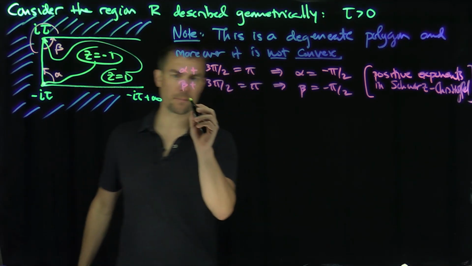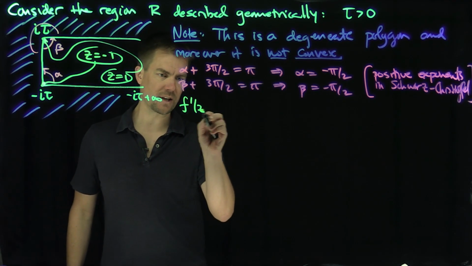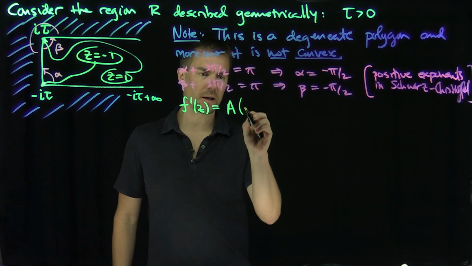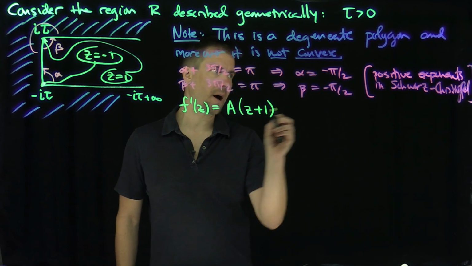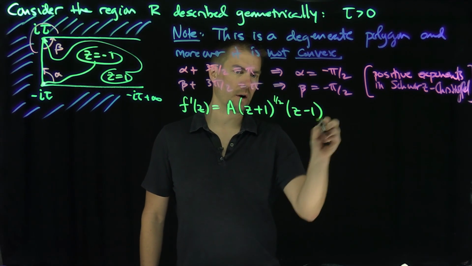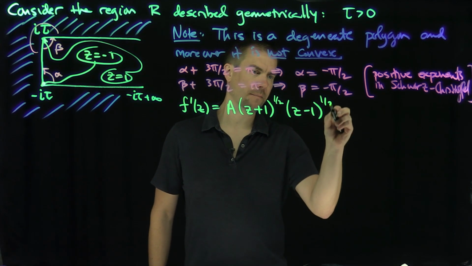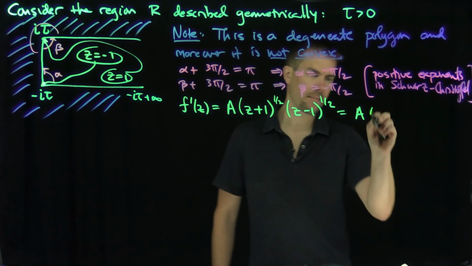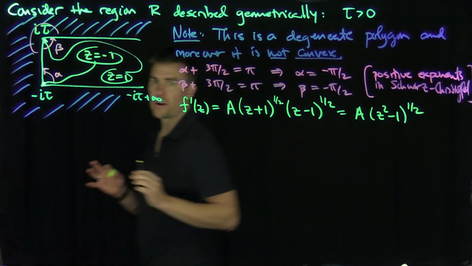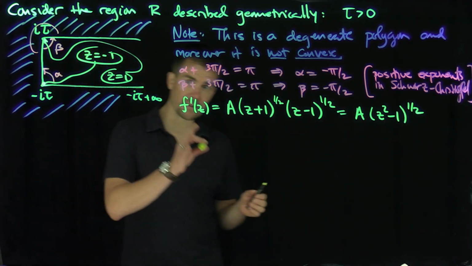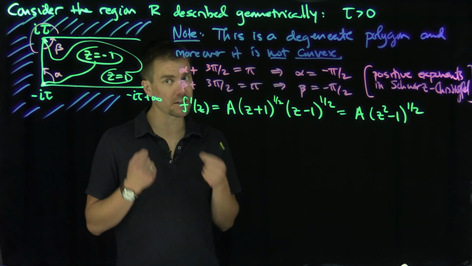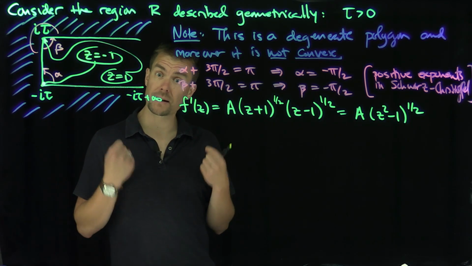What will the Schwarz-Christoffel mapping be? F prime of z will be a constant, a parameter a, right? And then it's going to be z plus 1 to what power? Now the power is positive a half, and then z minus 1 to the power positive a half, right? So I get an a, then a times z squared minus 1 to the 1/2 power. That's the derivative. And remember from previous videos that if I can integrate this, I can find the function, the complex potential. The imaginary part of the complex potential being constant corresponds to the streamlines.